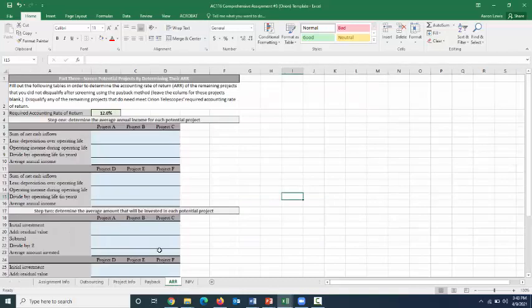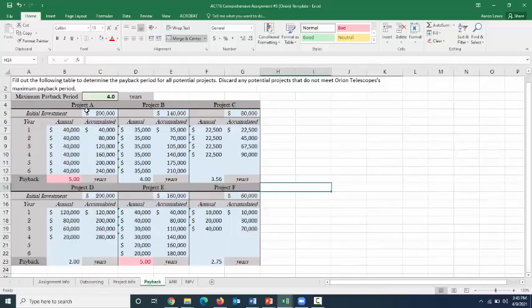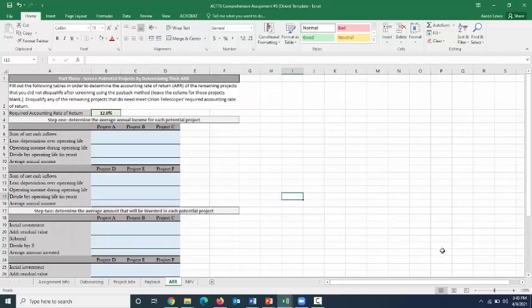Under the payback method, we completely eliminated projects A and E from consideration because they don't meet our 4-year maximum payback period, which means there's no point in even trying to do the ARR calculations for those 2 projects. Even if they come up with a good number, they've already failed one of our screening tests, which means we only need to do the ARR calculations for projects B, C, D, and F, the remaining acceptable projects which passed the payback period. So let's make this happen.